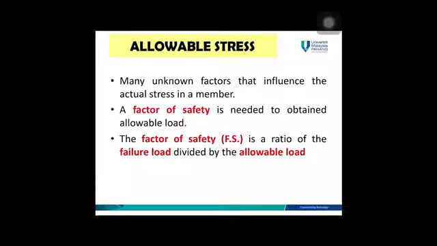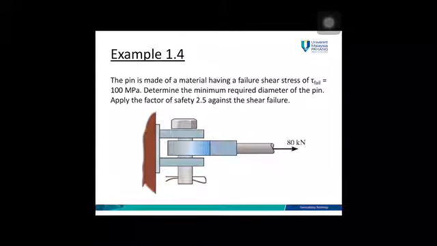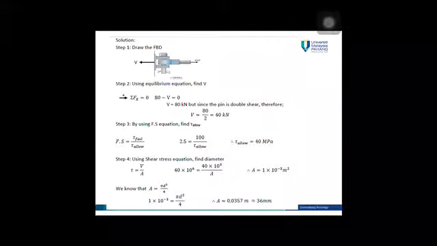The allowable stress. Many unknown factors influence the actual stress in a member. A factor of safety is needed to obtain the allowable load. The factor of safety is a ratio of the failure load divided by allowable load. This is the formula: failure load divided by allowable load, or failure normal stress divided by allowable normal stress, or failure shear stress divided by allowable shear stress. You can read this example, and this is the solution.